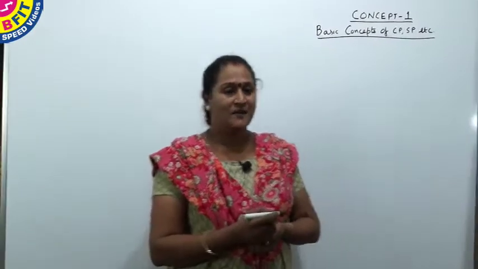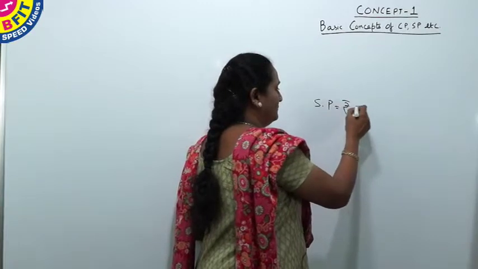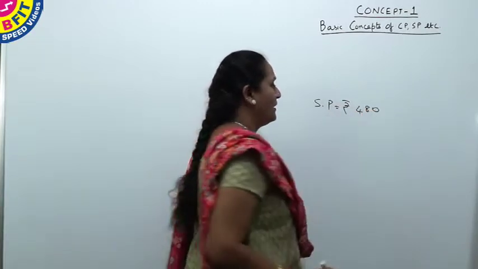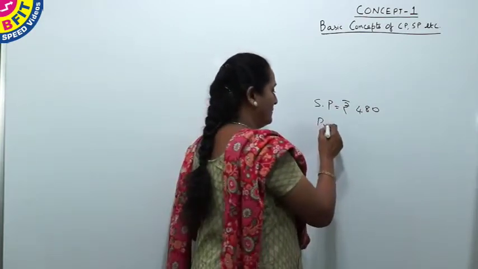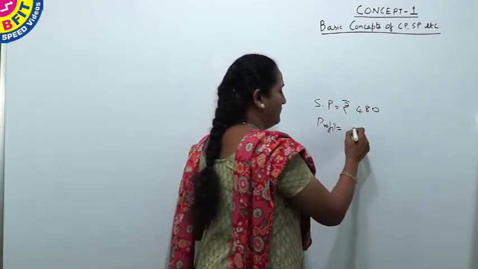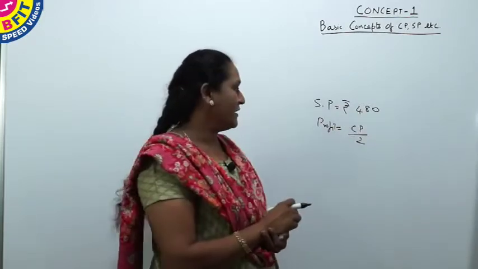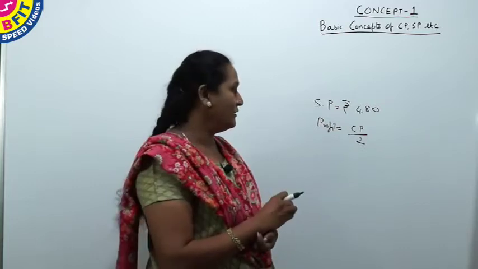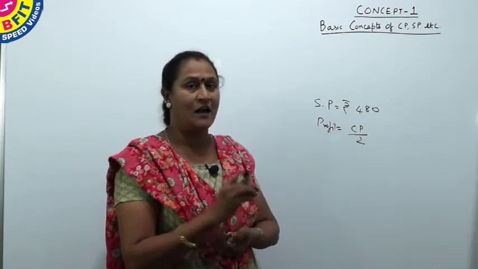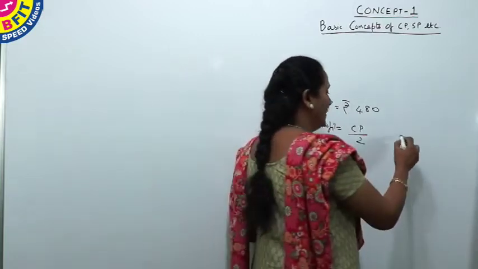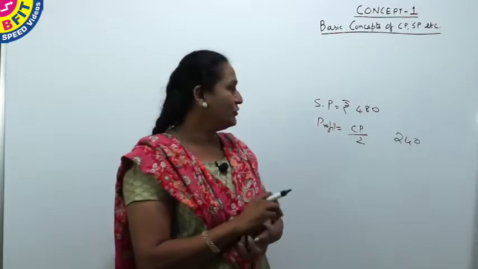So here the selling price is given as rupees 480 and profit is half the cost, half of the cost price. Seeing this, everyone will go for the answer half of the selling price. So what is half of the selling price? Half of 480 is 240. So now the answer is 240.